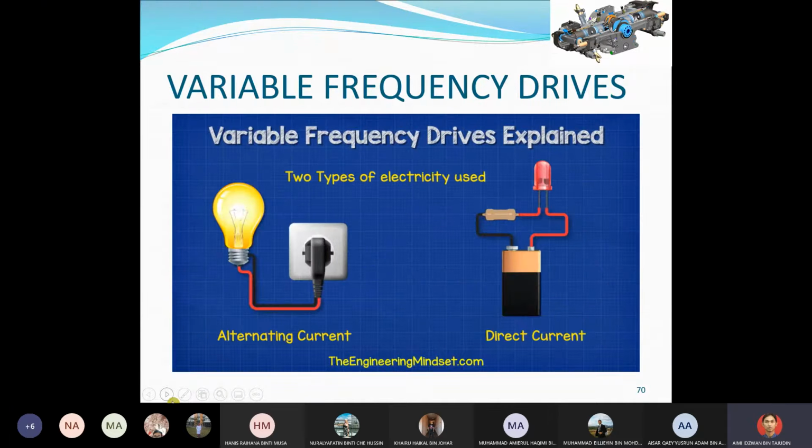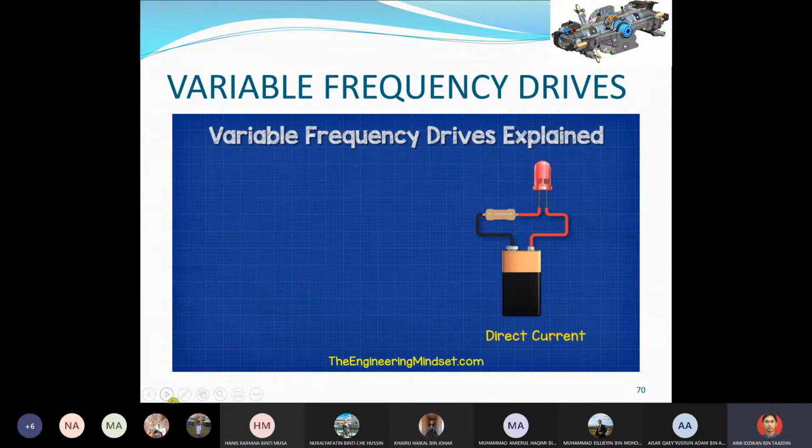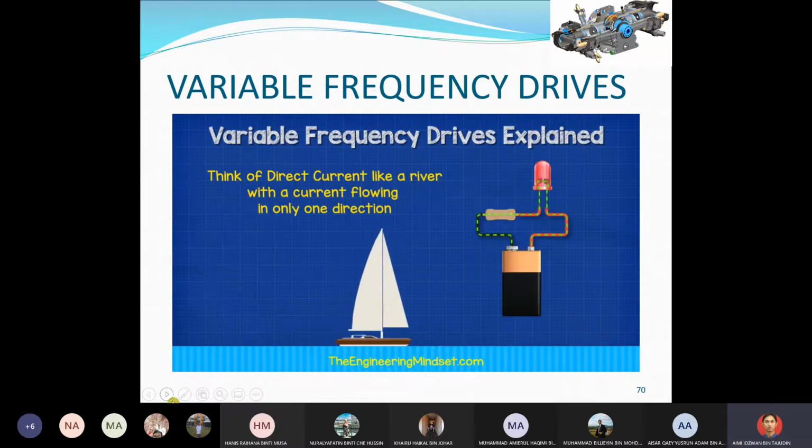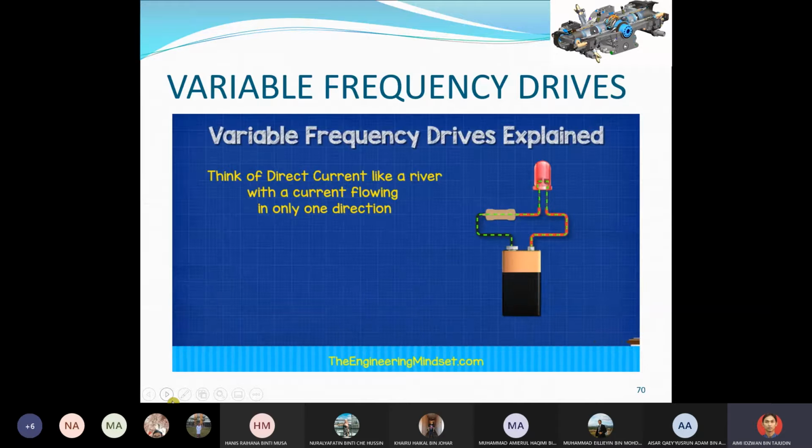There are two types of electricity, and the first one we're going to look at is DC, or direct current. This is the simplest type, and we get this from batteries, solar panels, etc. You can think of DC like a river, with a current of water flowing in just one direction. With DC, the electrons just flow in a single direction.